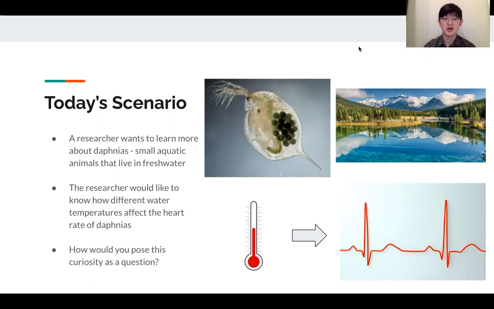So how would you pose this curiosity as a question? It's a lot more simple than you might think, actually. I would just take the second bullet point that we just saw, maybe cut off the first part of it, and just rephrase it as a question. How do different water temperatures affect the heart rate of daphnias? And there we have it. We have our question for the day.